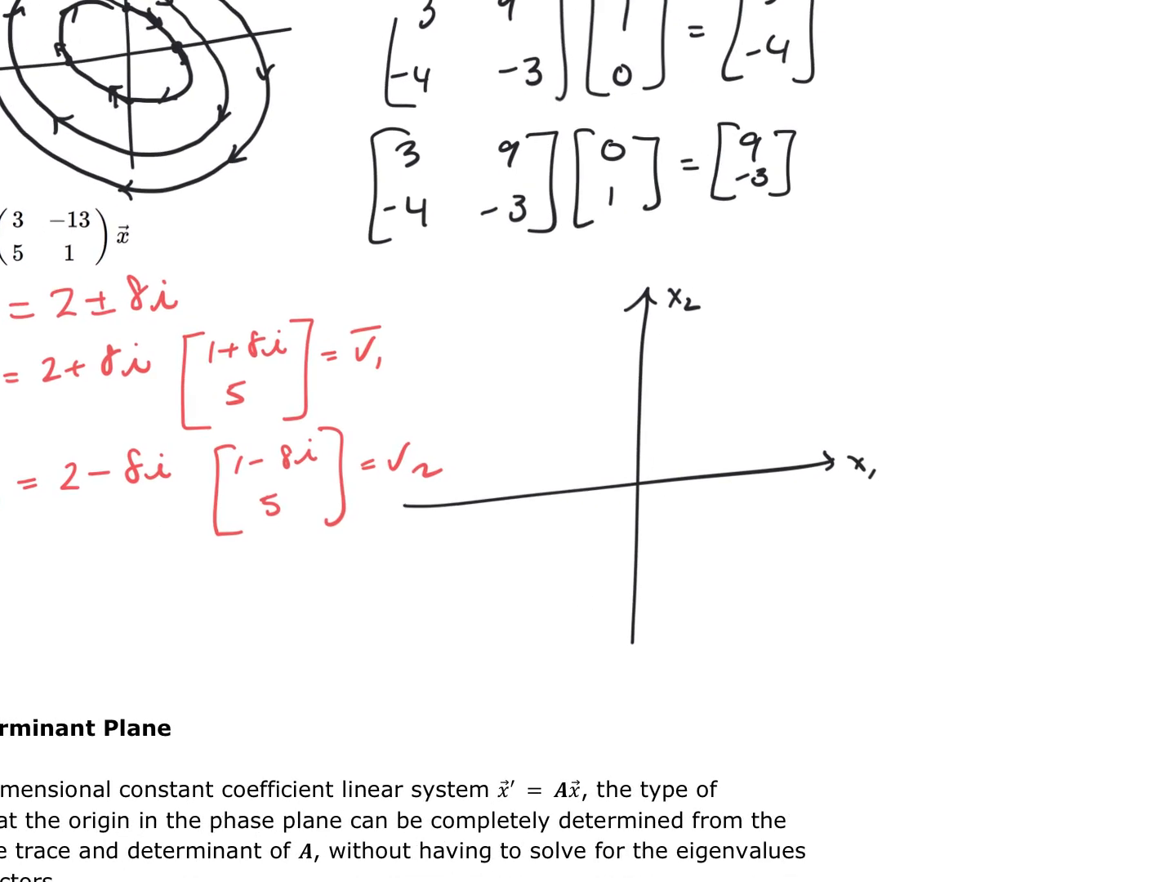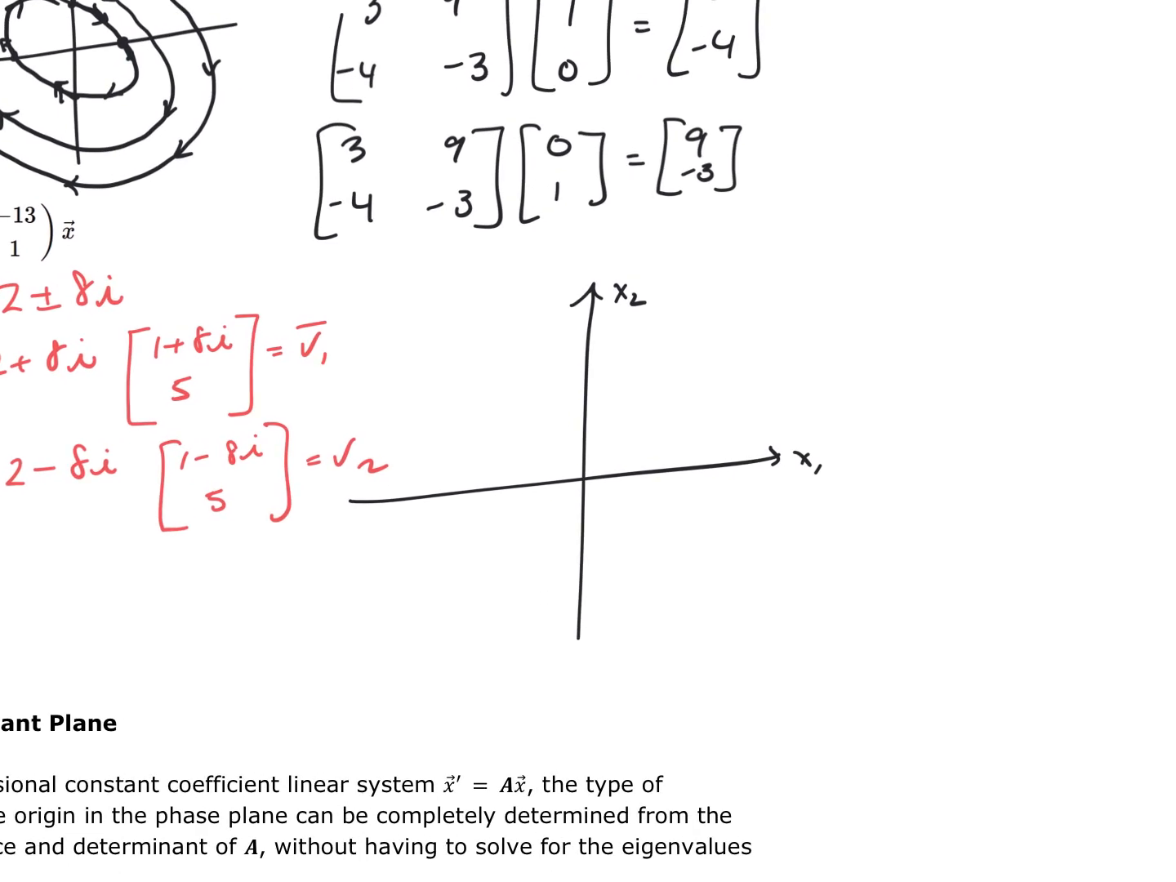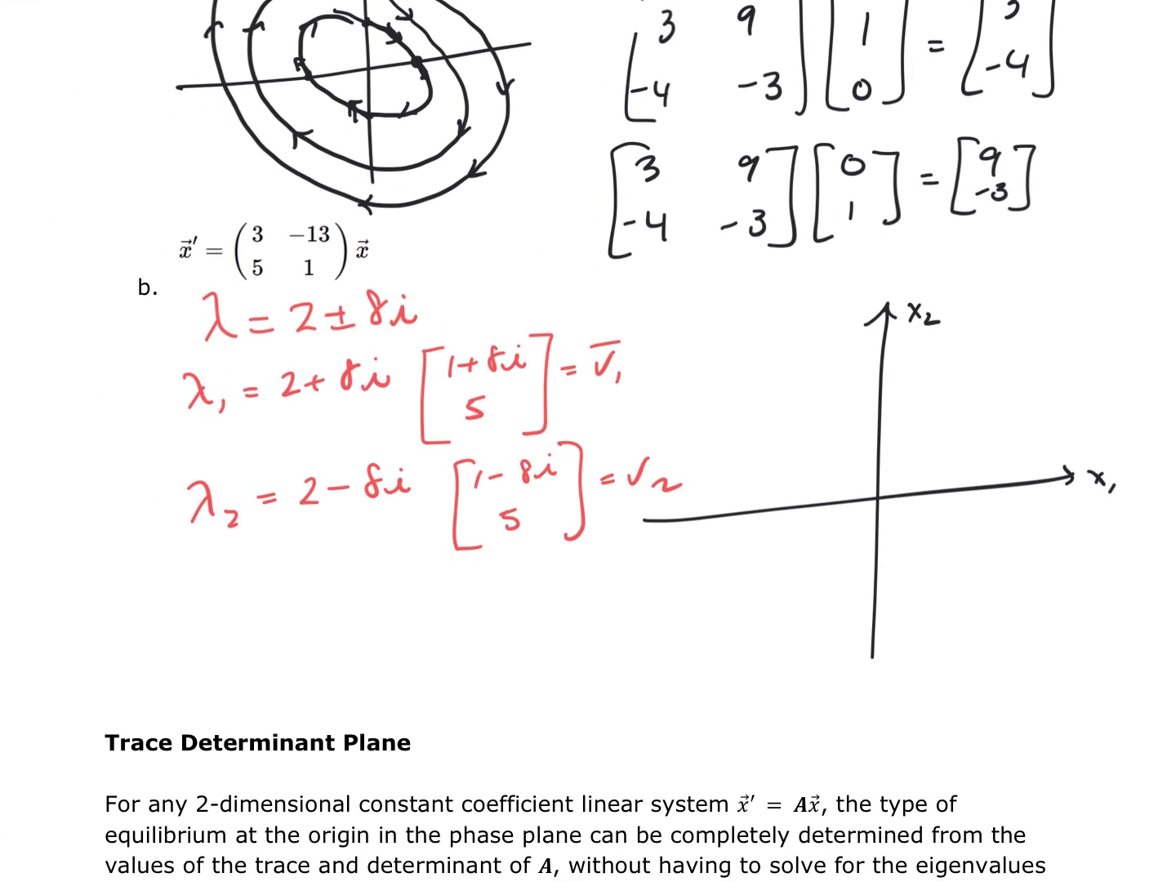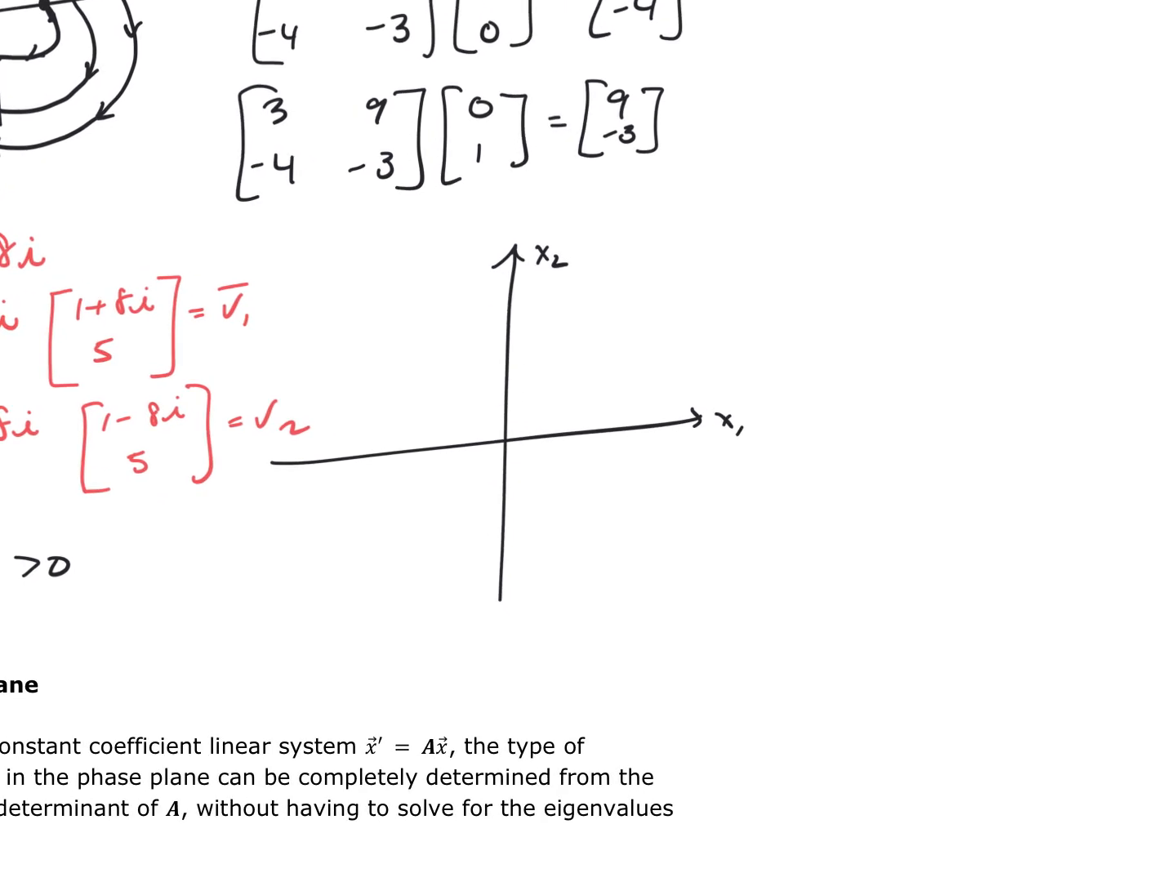So even before I start, I know that my lambda is equal to an alpha plus or minus a beta. My alpha is positive, so I know I'm going to expect to spiral out because alpha is positive. My alpha is 2, which is greater than 0. That tells me I'm going to spiral out, and I know I'm going to spiral because it's complex. So now it's just a matter of how am I going to spiral out.